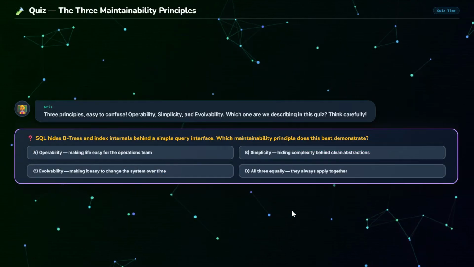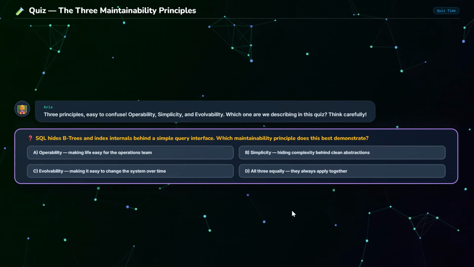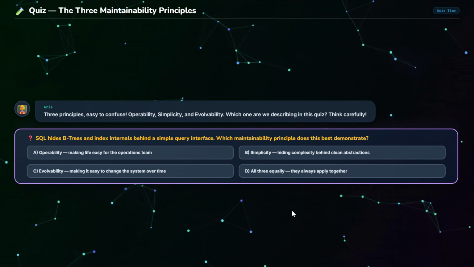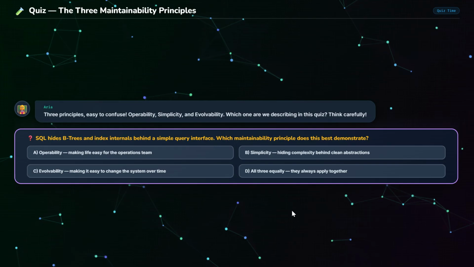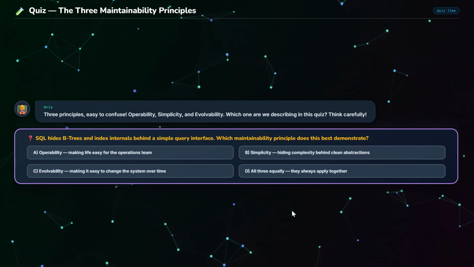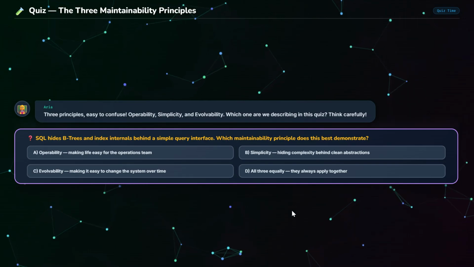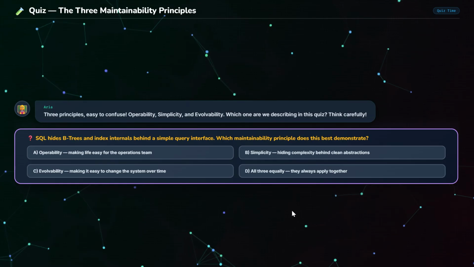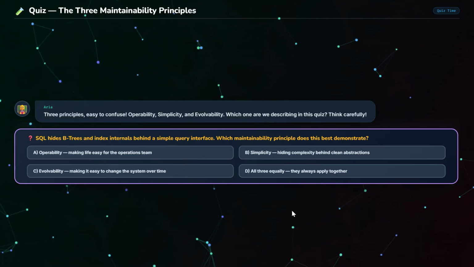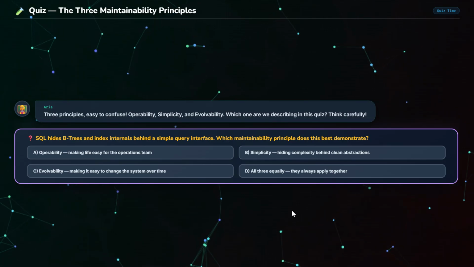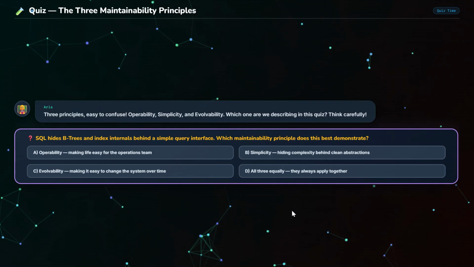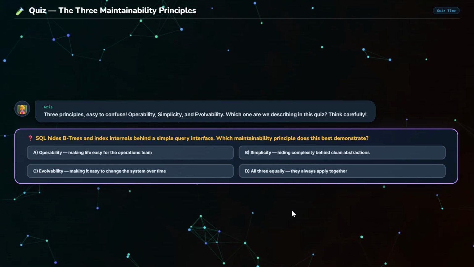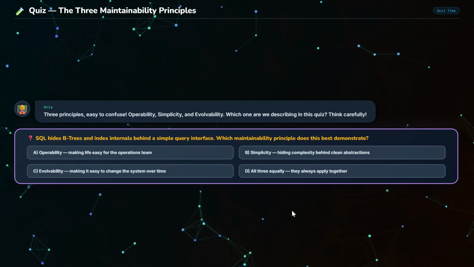Final quiz on maintainability. 3 principles. 1 question. Think carefully about which one applies. 3 principles: operability, simplicity, and evolvability. They are all part of maintainability, but each has a distinct focus. Read this question carefully before clicking. The wording matters.